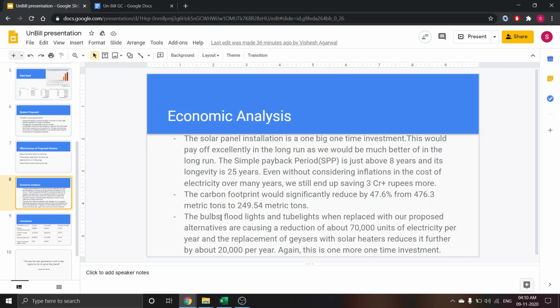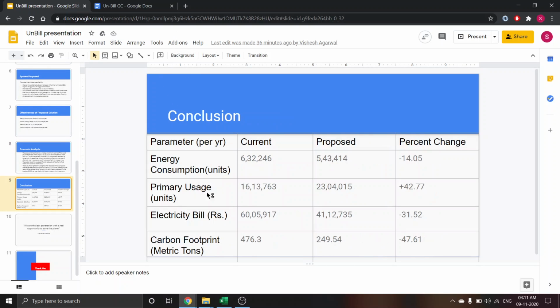Other than that, considering the bulbs, floodlights and tube lights, our alternatives are around 2 times more durable, and they reduce consumption by 70,000 units of electricity per year. And if you add the geyser alternative of solar heaters, it further reduces it by 20,000 electricity units per year. All the calculations for these are again given in the doc. You can go through those. I'll conclude by giving the various current and proposed readings and the percentage change. As you can see, except primary usage, everything else has significantly decreased. Now I'll go through the inflation case as well.